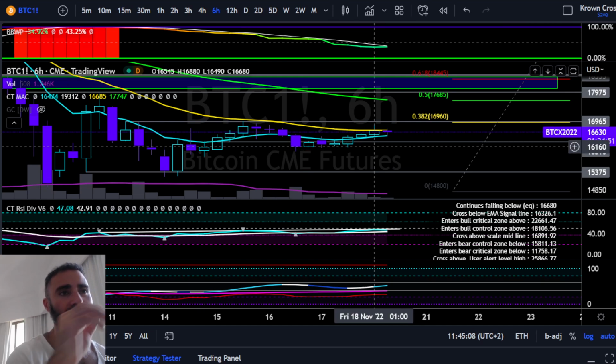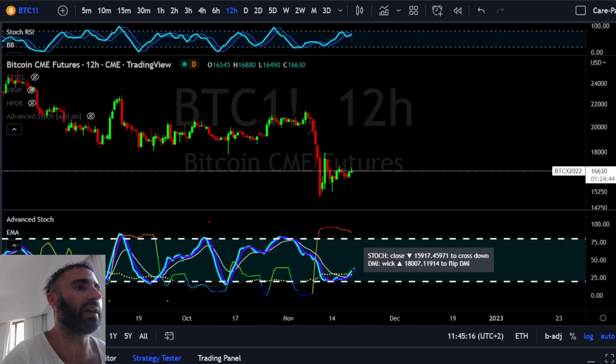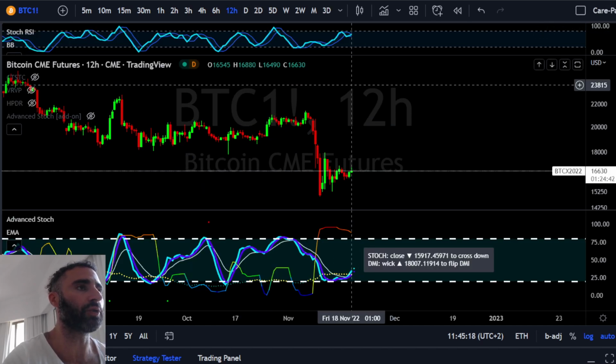And again, if you want to be super conservative, and I even think that it might be relevant to be more conservative in this case, you'd be looking at about 16,200 on a 4-hour closure. Referencing stochastic momentum, and then we'll talk about what sort of closures would correlate with what.